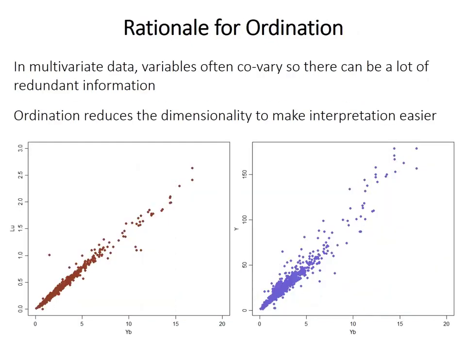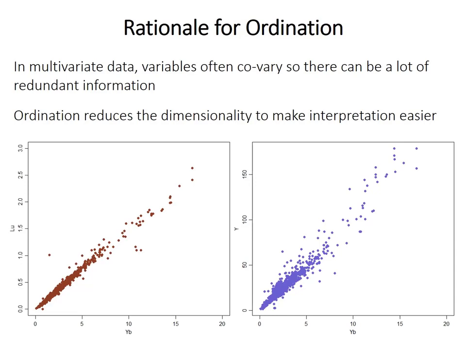So though multivariate data is complex, certainly, there is a way forward for interpreting it. And that is that there's often some degree of covariation between the variables, and this introduces redundancy into the data set. So for example, in the examples below, the lutetium value on the left covaries extremely strongly with the ytterbium value, and same with the yttrium value.